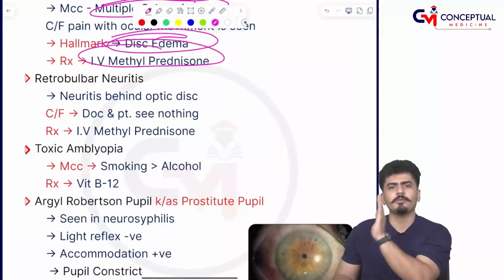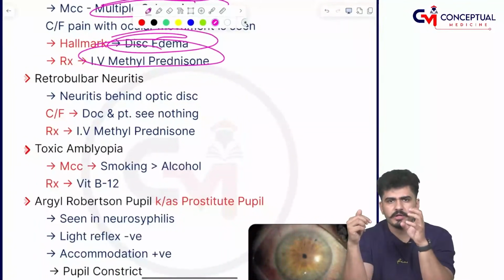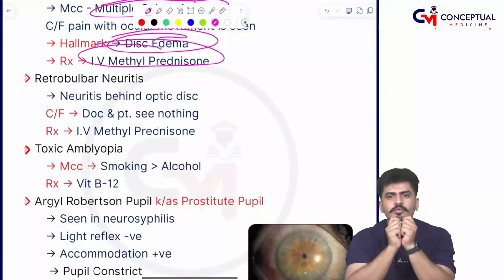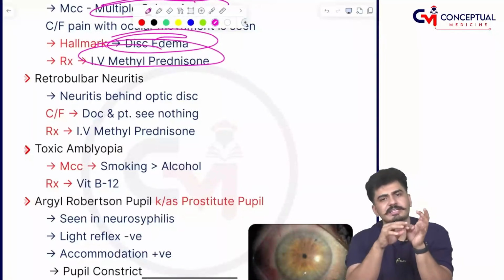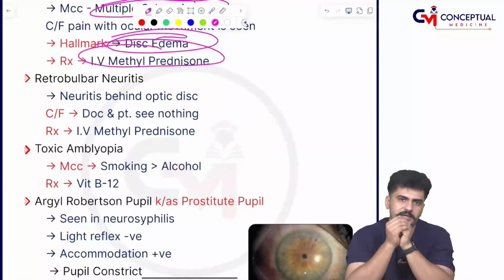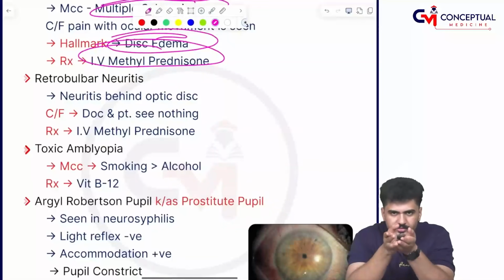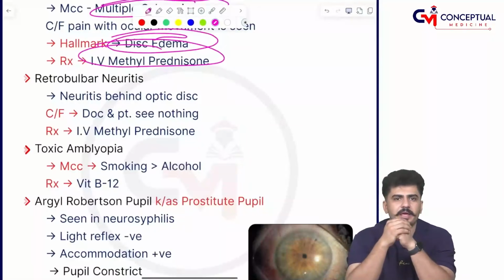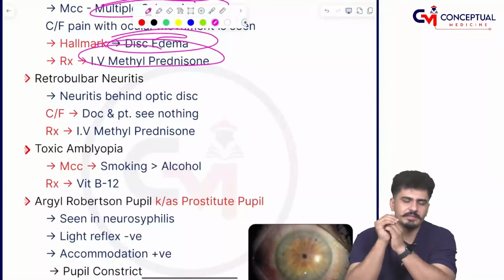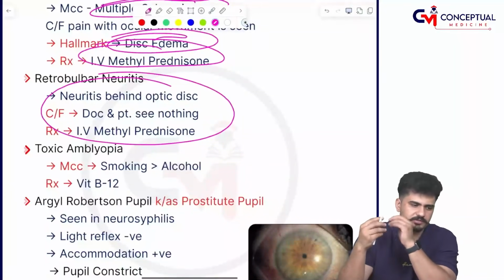Retrobulbar: behind the optic nerve, optic disc; behind the optic disc there is the optic nerve. Now if inflammation happens on the optic nerve, the patient is becoming blind and the doctor is not able to find anything, because it is happening behind the optic disc. So the doctor is also blind, not able to see the finding, and the patient is also blind, because it is happening behind the optic nerve. Here again the drug of choice is steroid. Inflammation is happening, you give steroid, most commonly it will resolve.